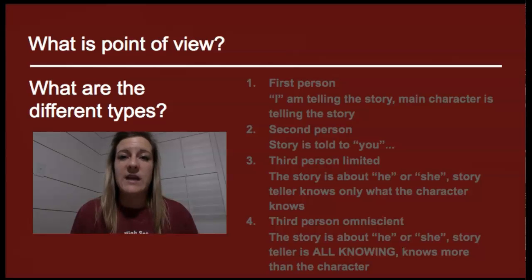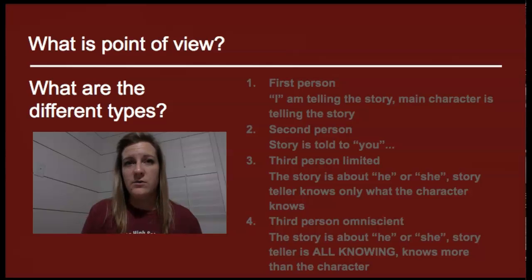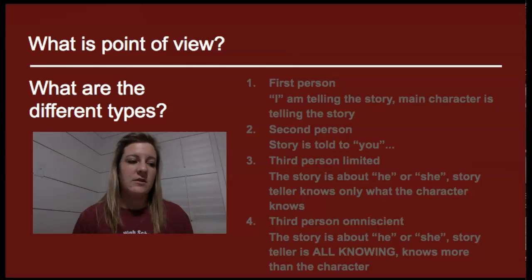The next one is second person point of view. So this option is the story being told from a you perspective. So like that one time you went on vacation and you went with one of your friends, and you kind of referred to each other in the second person point of view as you.